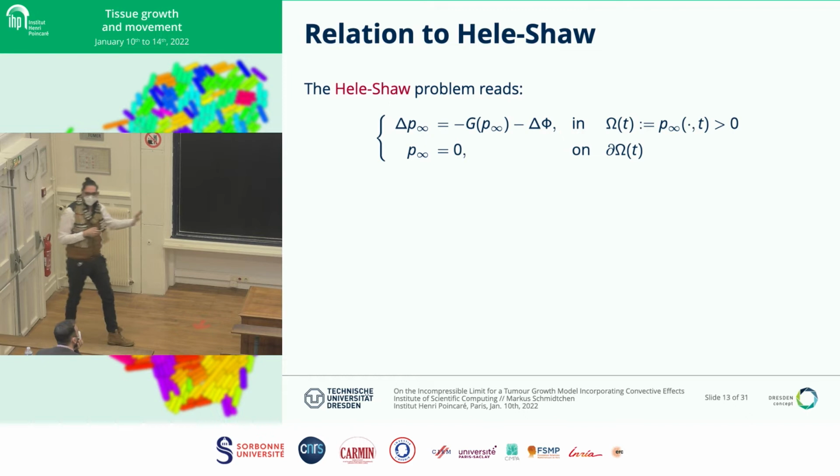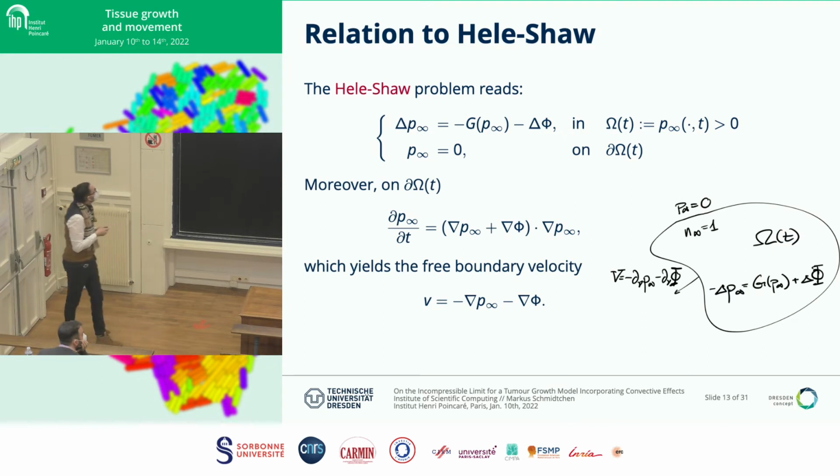This is just one slide to show you, again, the connection to the Hele-Shaw dynamics. In the zone where the pressure is positive, we satisfy this elliptic equation here. And then at the boundary, the pressure drops to 0. This then drives the evolution of the free boundary. So this omega is really an omega of t that grows.